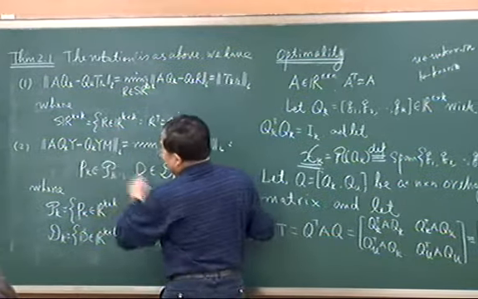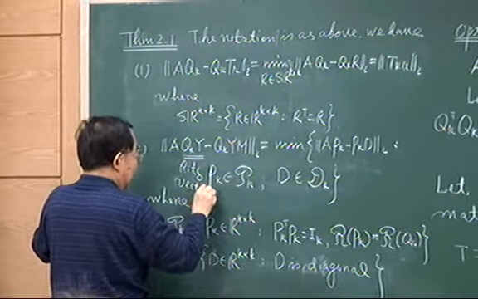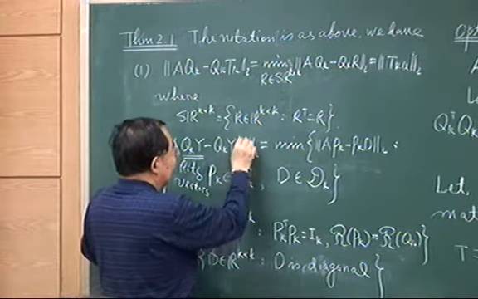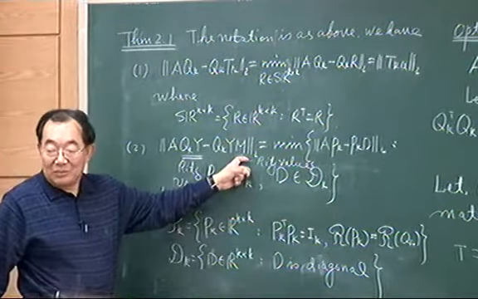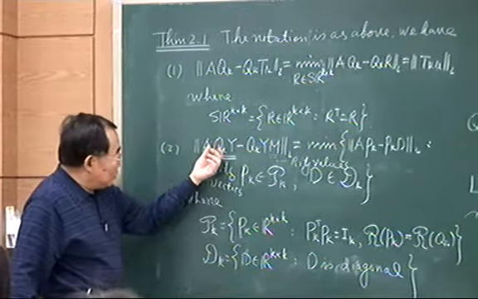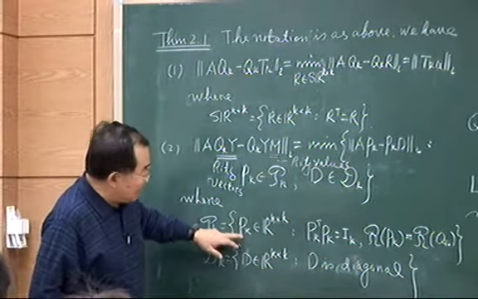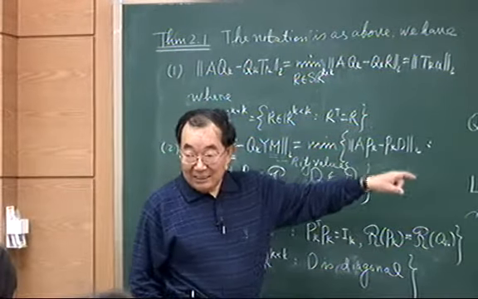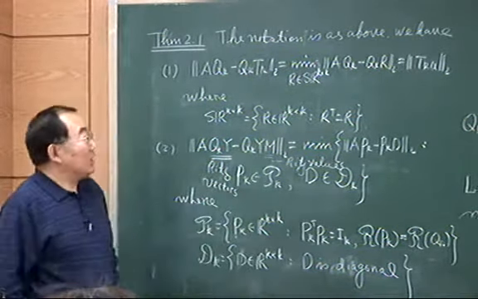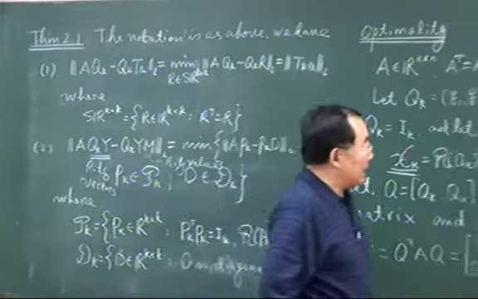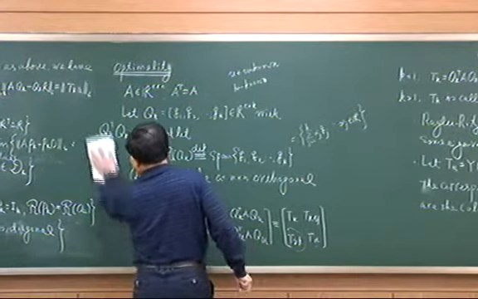Second one says that this is just the Ritz vector, the columns, together with the Ritz values. This is diagonal. So with the Ritz vector and Ritz value, the residual is the best for any PK, where PK is any other orthonormal basis for XK, and D is any diagonal matrix. This is the best.